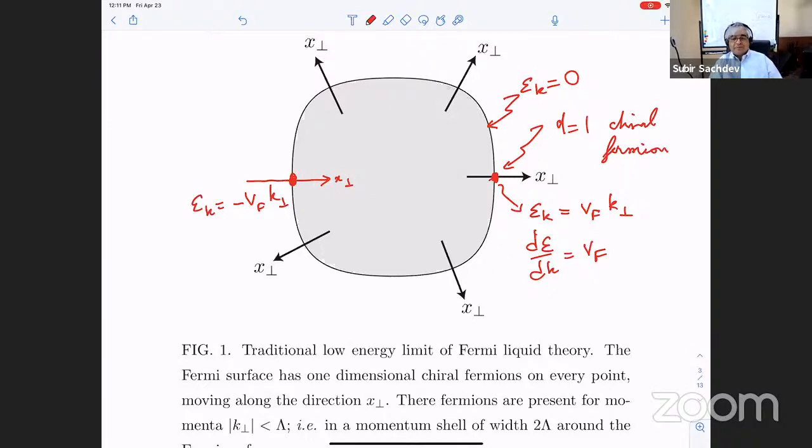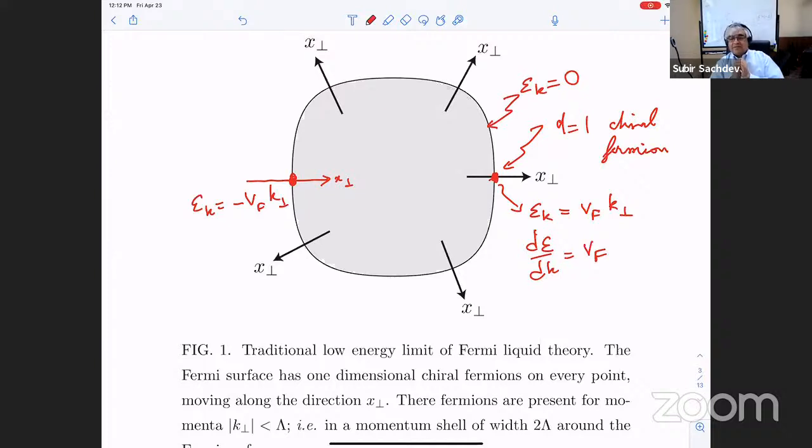Okay, so now if I ask you what is the low energy theory of a Fermi liquid, if I want to write down some field theory for the very low energy theory that I can show to my field theorist friends, what are the low energy excitations? Well, from this point of view, you would say, actually, I have an infinite number of chiral fermions, one for each point on the Fermi surface. So at every point on the Fermi surface, I have a 1D chiral fermion, an infinite number of one-dimensional chiral fermions, one for each point on the Fermi surface. And that's my low energy theory.